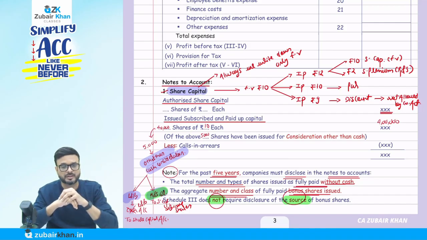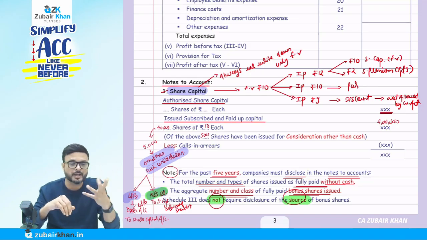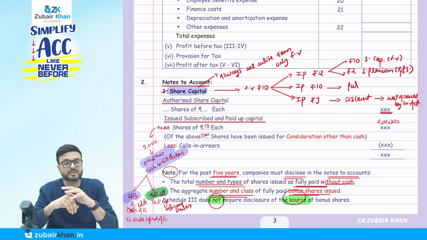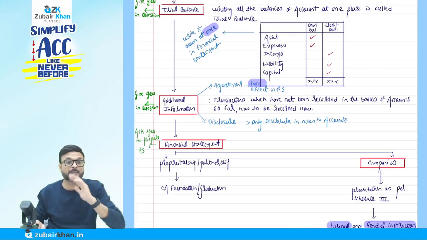First of all, calls in arrears has a debit balance. You will say, why, sir? Capital always has a credit balance. What are you talking about, sir? Capital always has a debit balance. Sorry, capital always has a credit balance. If you remember, I told you that capital always has a credit balance.